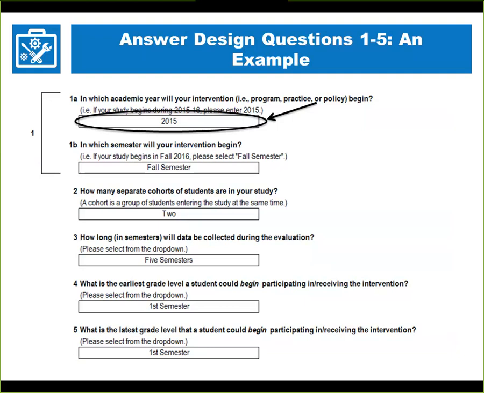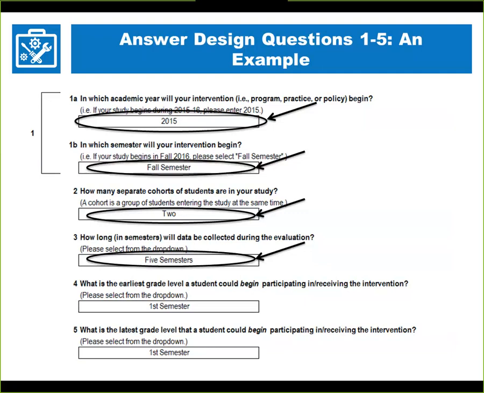Next, you indicate in which semester your intervention will begin, either fall or spring. In this case, we're entering fall 2015 as the beginning of the intervention. The next question asks how many separate cohorts of students are in your study, and in our example, there are 2. Then, how long in semesters will data be collected during the intervention? In this example, data will be collected for 4 semesters for each of the 2 cohorts, which is a total of 5 semesters of data collection, because the second cohort begins 1 semester later than the first, adding an extra semester of data collection on to the total.